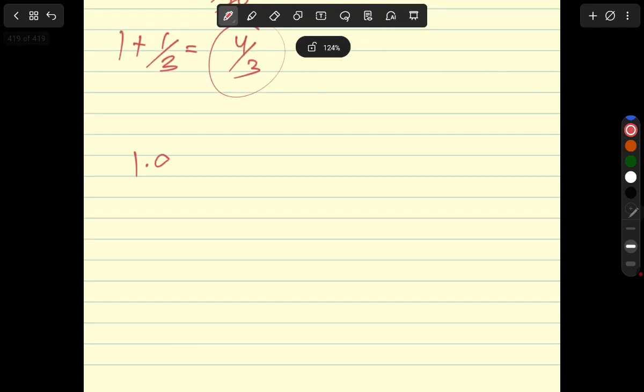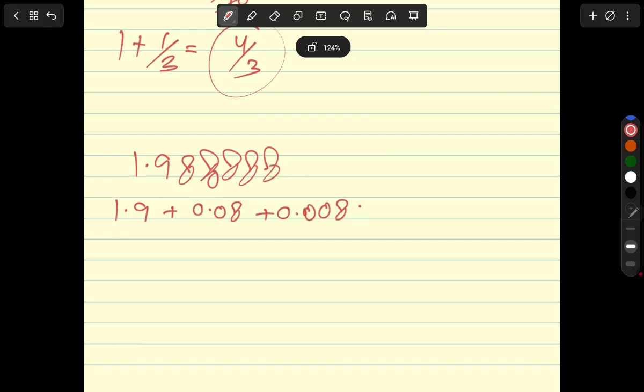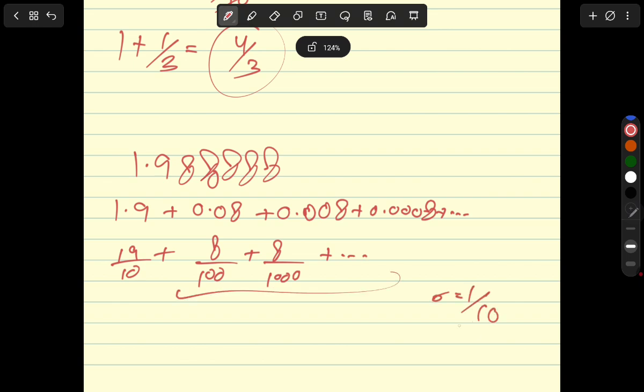So if I give you 1.98888, and I want you to find the exact fraction, you can separate 1.9 and then start writing 0.08 plus 0.008 plus 0.0008 plus so on and so forth. So 1.9 you can write as 19 upon 10, plus this is 8 upon 100, 8 upon 1000. Again, the ratio appears to be 1/10. So R is 1/10. For this geometric progression, A is 8 upon 100.